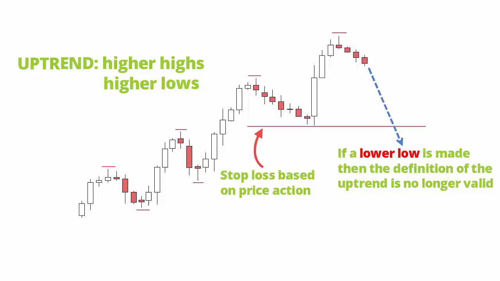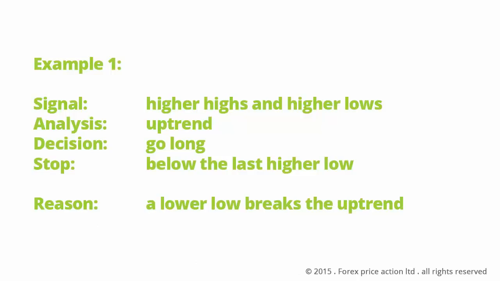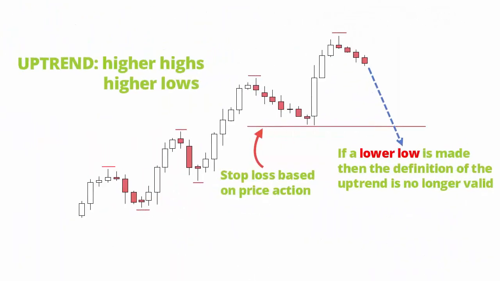Here is an example on your screen right now. And I've broken it down from signal analysis, trading decision, stops, and the reason for putting the stop there. Your reason to enter the trade was based on the fact that price action is showing higher highs and higher lows, which you define as an uptrend, and you anticipate that it would continue for as long as this is true. A lower low would break this pattern, and it is the point where you would need to say, my analysis is no longer valid. Therefore, it makes sense to put your stop below the last lower high.